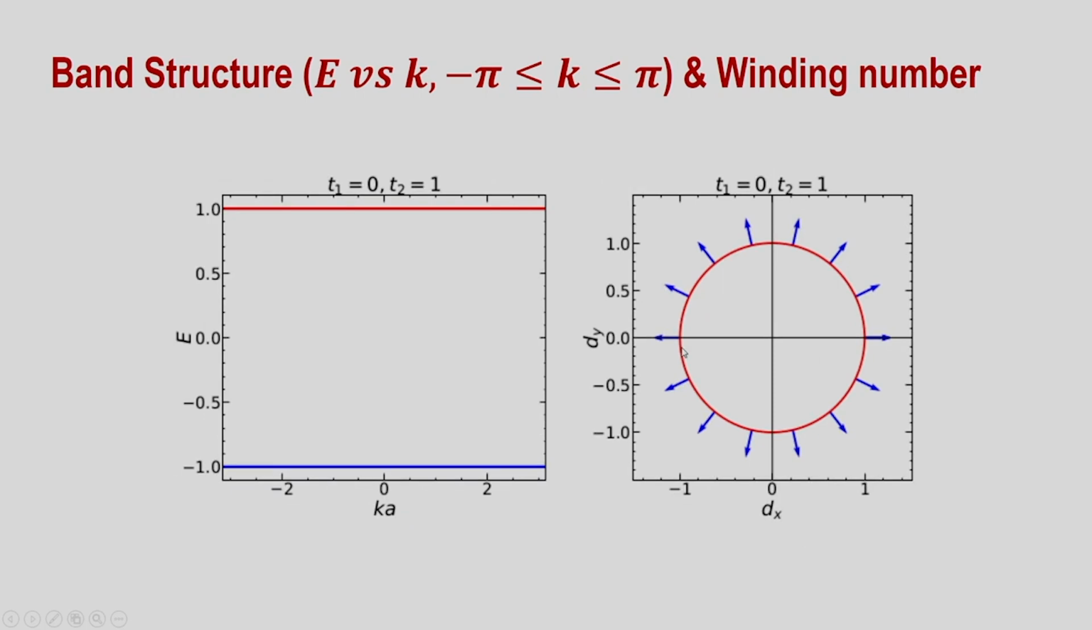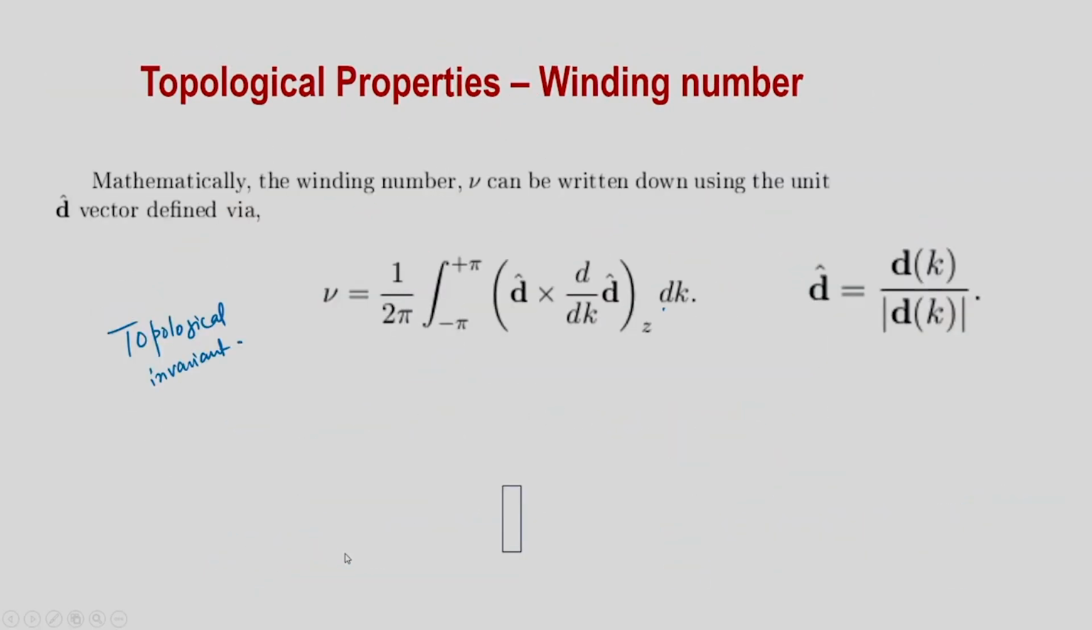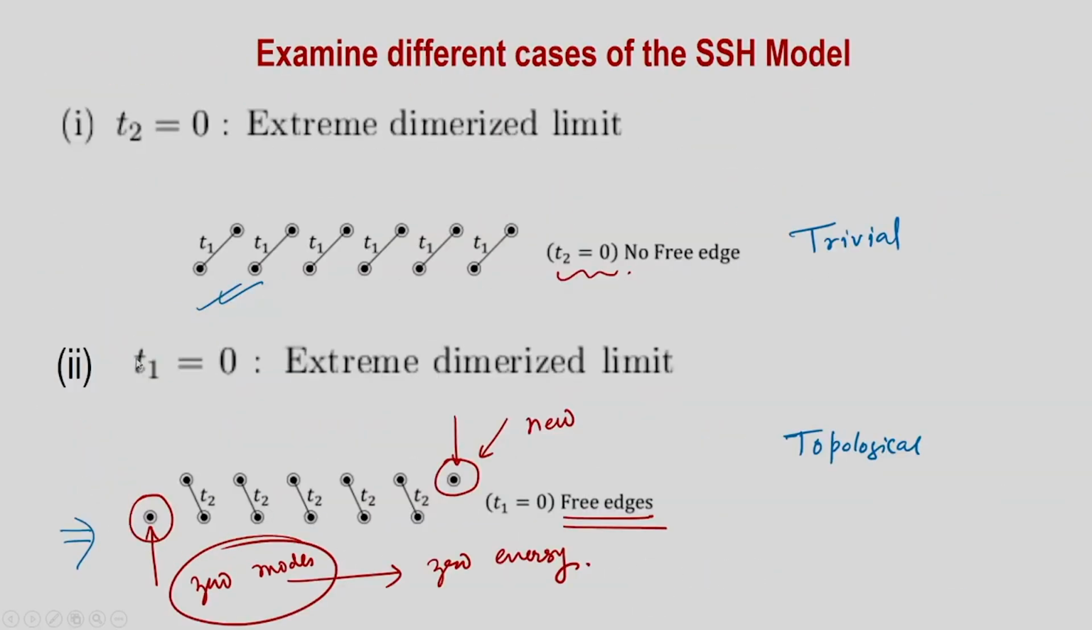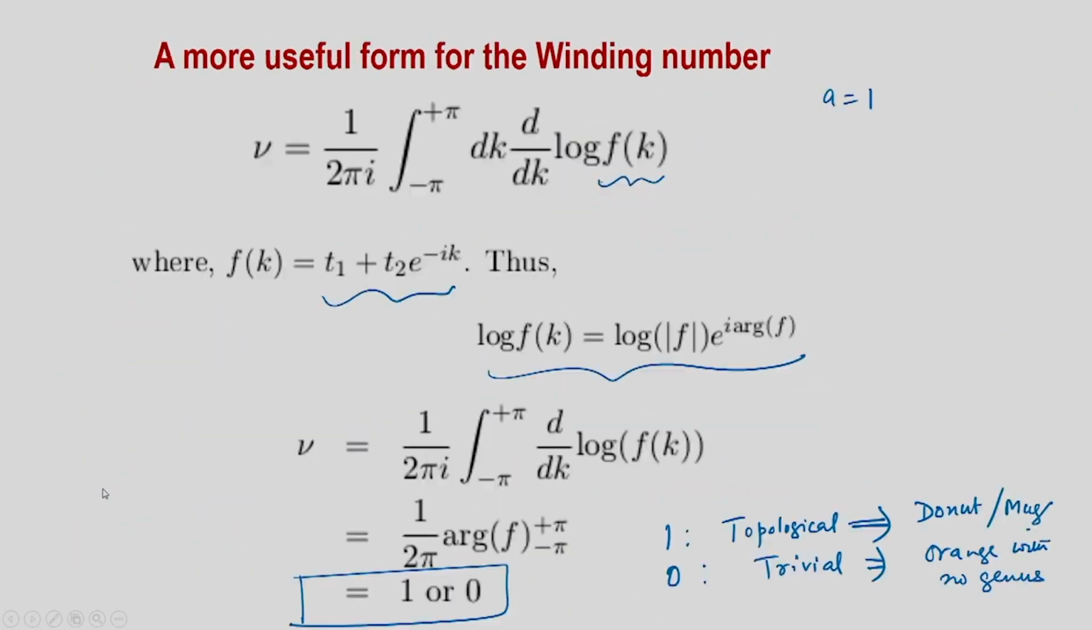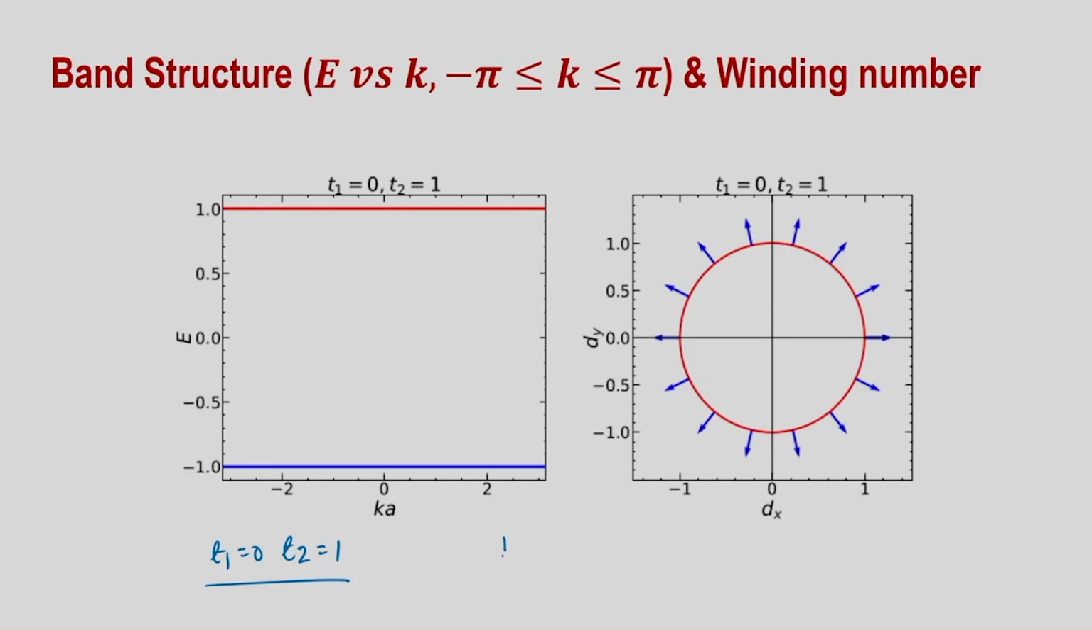And this is the other dimerized limit where T2 is greater than T1, or rather, T2 is equal to 1 and T1 equal to 0. That is the case which we have shown graphically by this plot, this one here. Now you see it is again topological for the reason that your dx-dy plane curve, the closed curve, actually encloses the origin.